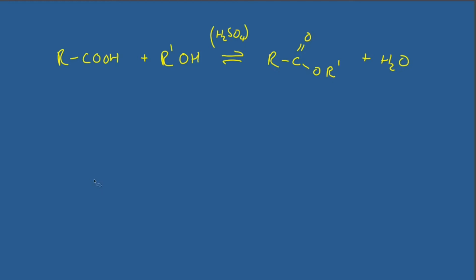So going back to the equation that I had up here, I've shown it as a reversible reaction, which I mentioned. If it's a reversible reaction, it can be reversed. So I can react my ester. Let's go back to what we had before: CH3COOCH3, my methyl ethanoate.